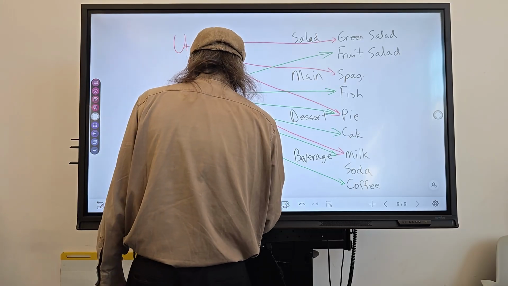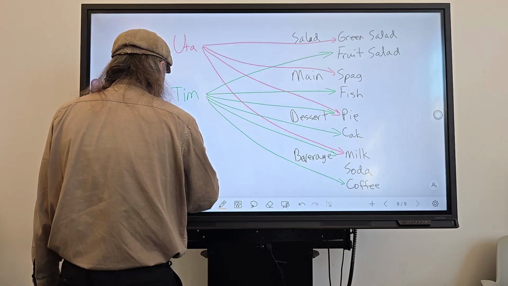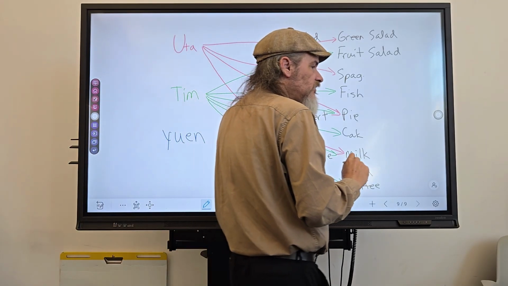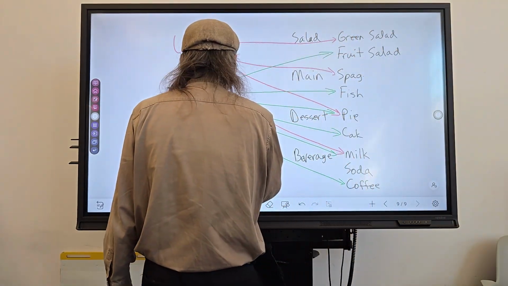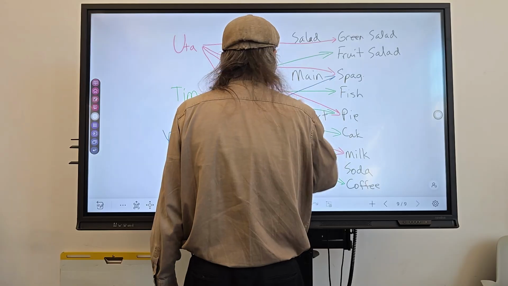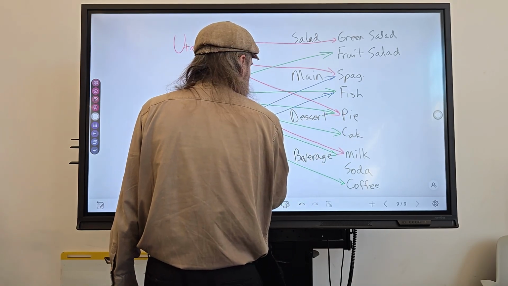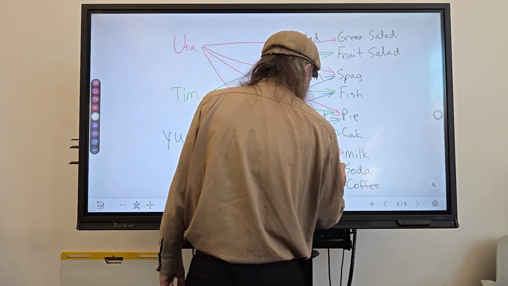And then finally, Yuan takes spaghetti, fish, pie, and soda.